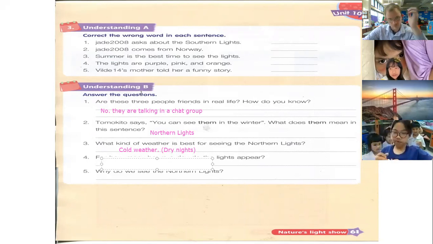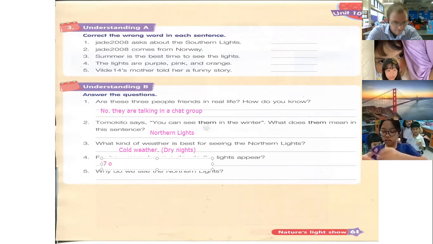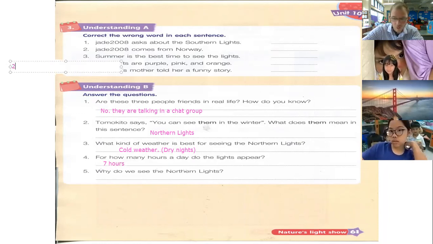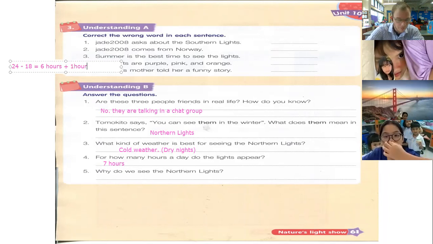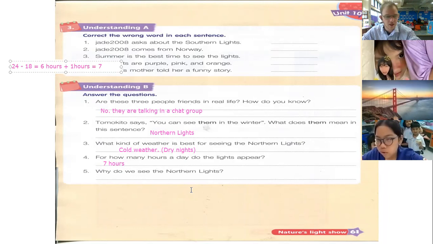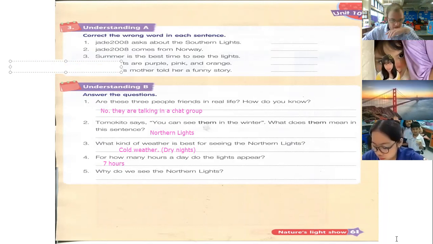So we have to do some mathematics. 7 hours. Let's have a look. We have 24 hours a day, and the best time to start looking is at 1800 hours. So that will give us 6 hours, plus 1 hour for past midnight equals 7. So 7 is the correct answer. Good job. Excellent. The last one.